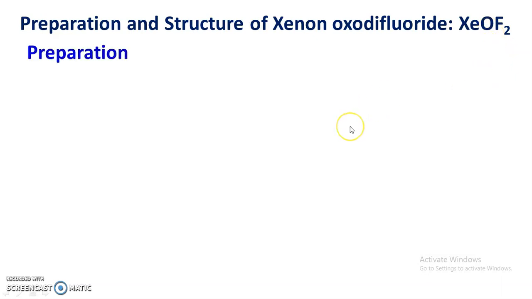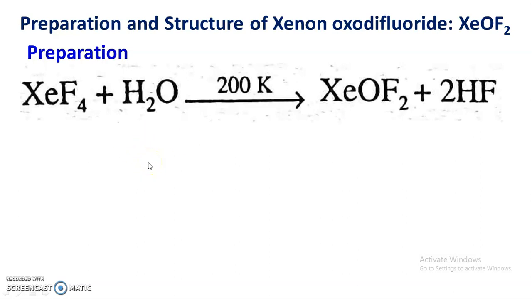So first of all, about the preparation. Xenon oxodifluoride is prepared by partial hydrolysis of xenon tetrafluoride at 200 Kelvin. So we get the xenon oxodifluoride. This is a very simple method.